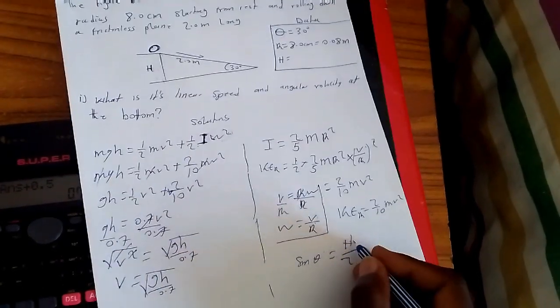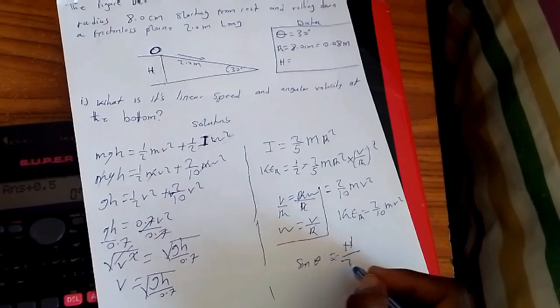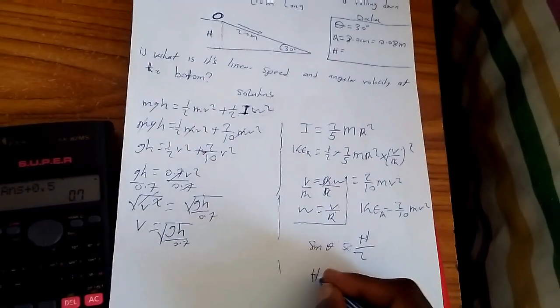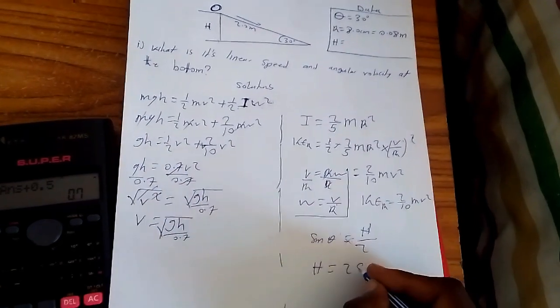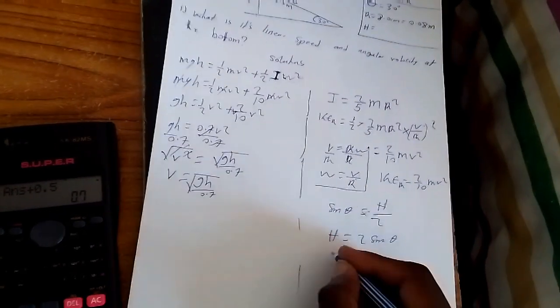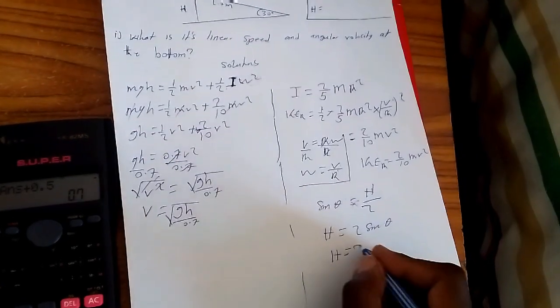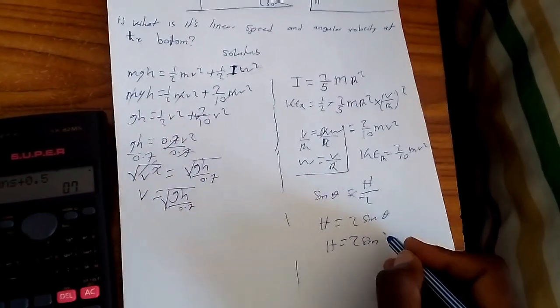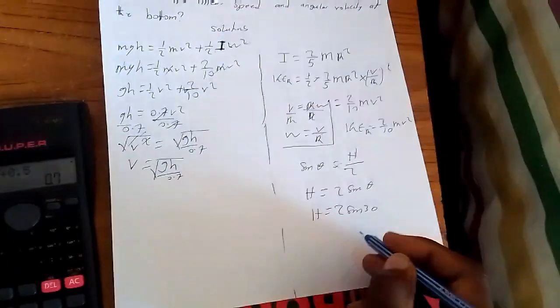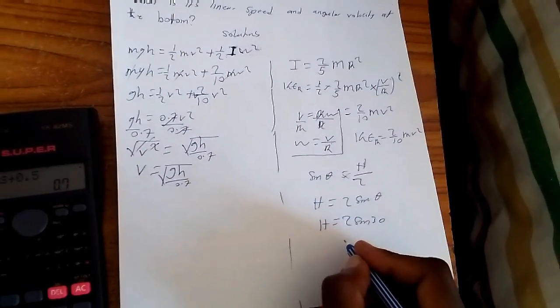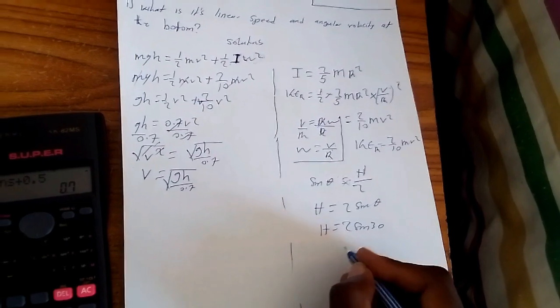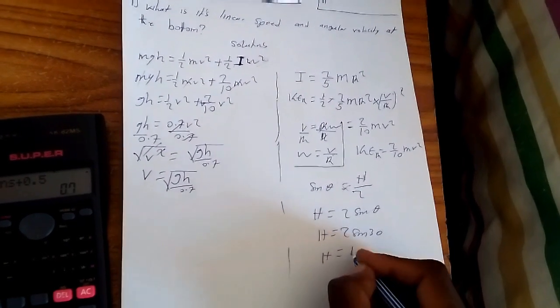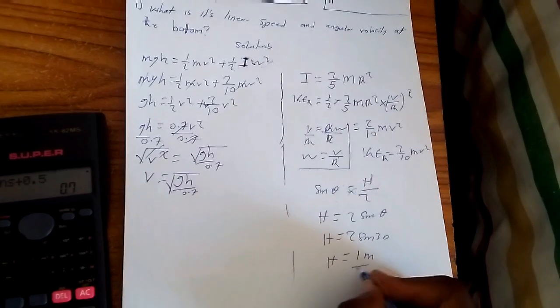When we cross multiply, we are going to have h is equal to 2 sine theta. So our h will be equal to 2 sine 30. Sine of 30 is 0.5. 0.5 times 2, that is 1. Our h is 1 meter.